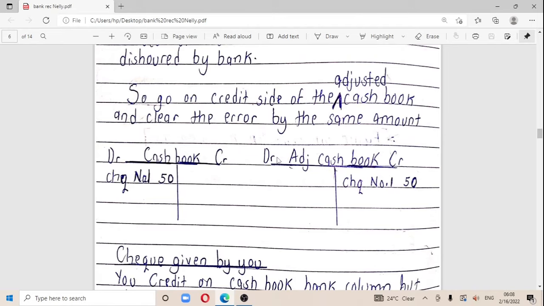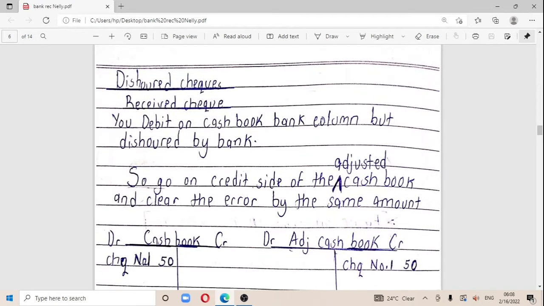then when you come to your adjusted cash book, you include this figure on the opposite side, which is the credit side. So check number 150 will cancel out with this. This is how you treat it. That is how you treat a dishonored check when you're the one who received the check.